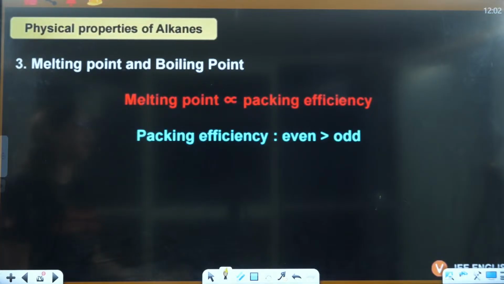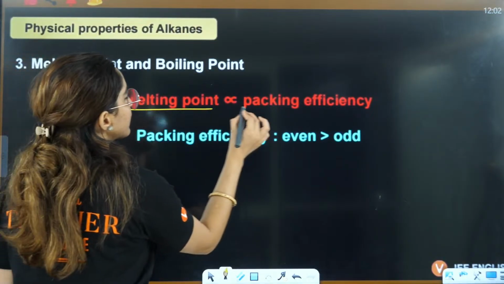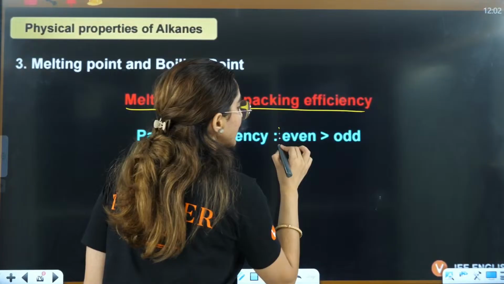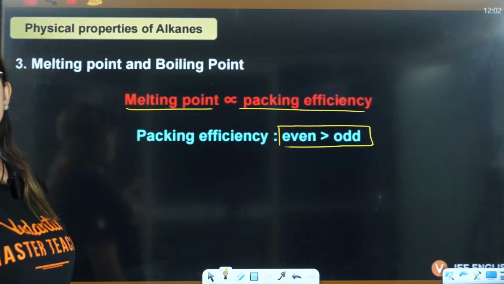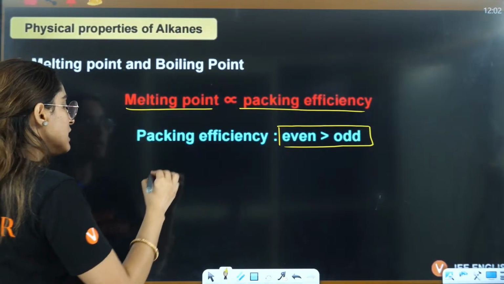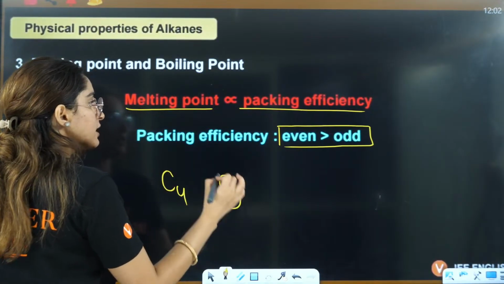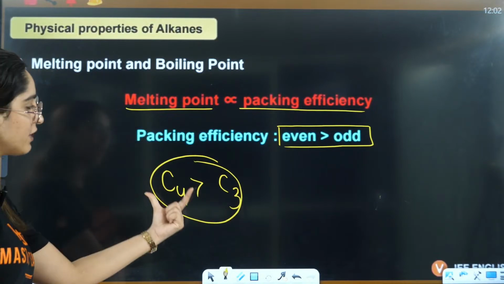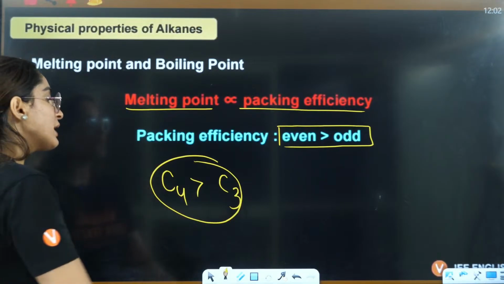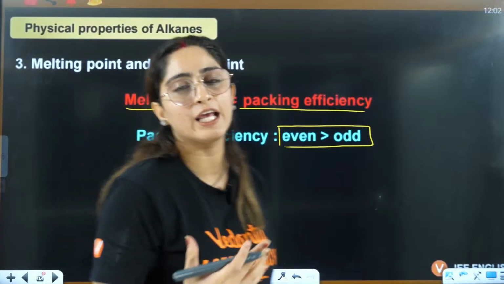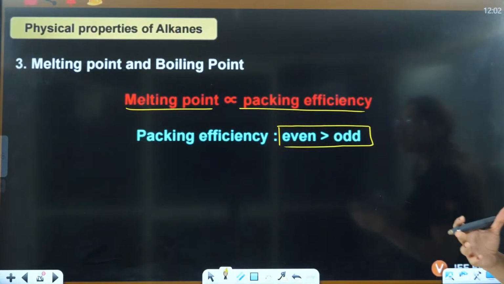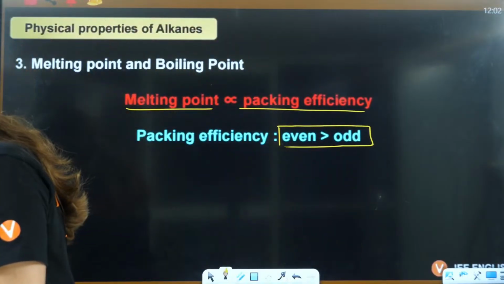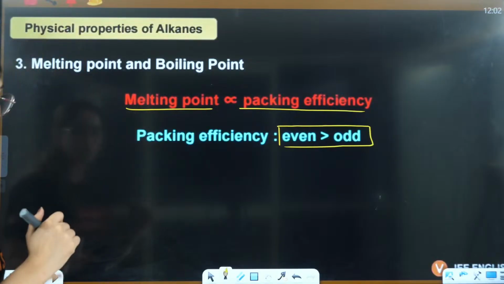Then melting point, important. Melting point is directly proportional to the packing efficiency. The packing efficiency of even number of carbon is more than odd number of carbon. So if you have C4 and C3, C4 will have more melting point, because of even numbers. Even numbers will always have more melting point as compared to odd numbers, because in the case of even numbers, the packing efficiency will be high.